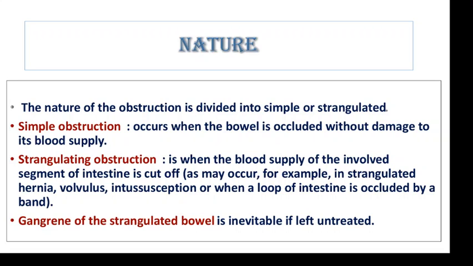For example, this occurs in strangulated hernias, volvulus, intussusception, or when a loop of intestine is occluded by a band or adhesion and there is loss of blood supply. If left untreated, the ischemia will result in gangrene and perforation. It might follow that the patient will die from toxemia and septicemia.